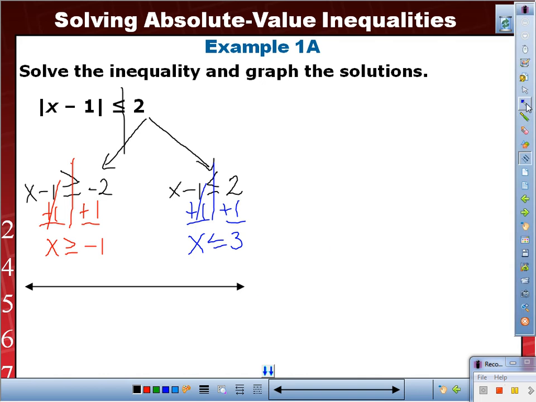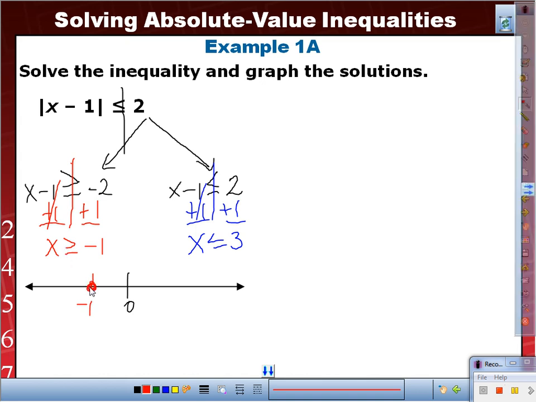Here's my number line. We got 0. Dividing point is -1. Is it an open or closed point? Closed. That means it includes the -1. Let me test 0 here. Is 0 greater than or equal to -1? Yes. So that means I'm going to shade towards 0. There it is.